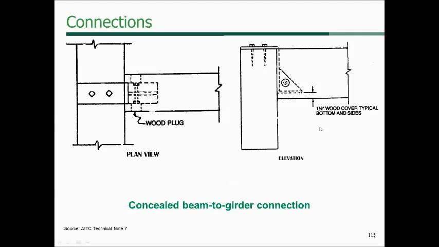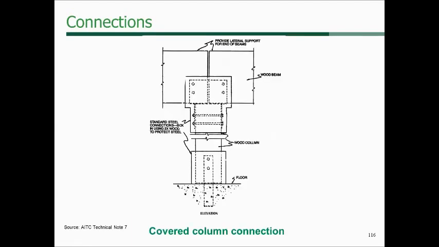Here's another example that shows two wood beams that are connected together. They use a typical standard column cap, and then this is being protected by 2x wood members. And remember the rule of thumb, if we have 1.5 inches of wood member, that is equal to 1 hour of fire resistance to protect that steel.